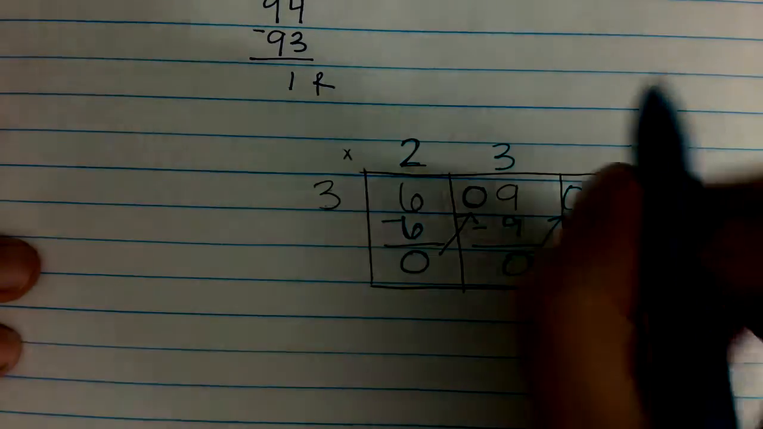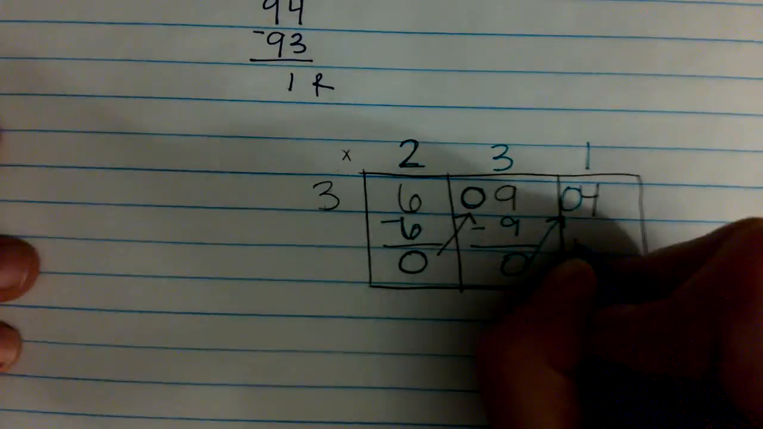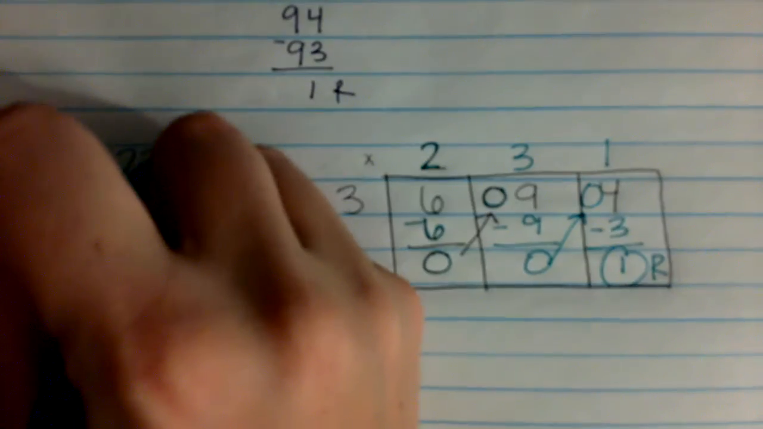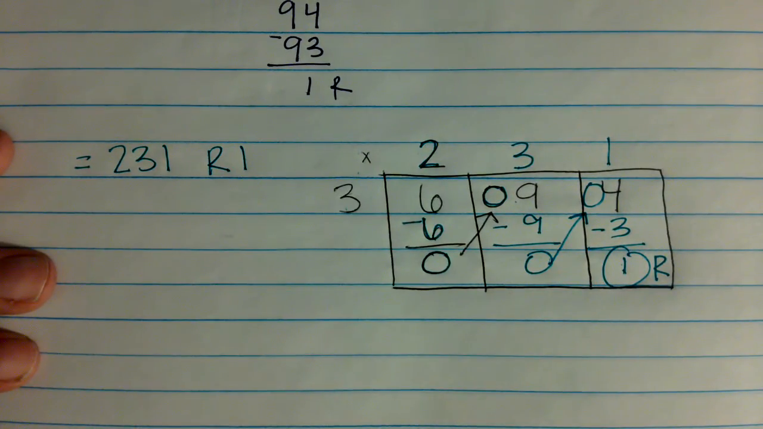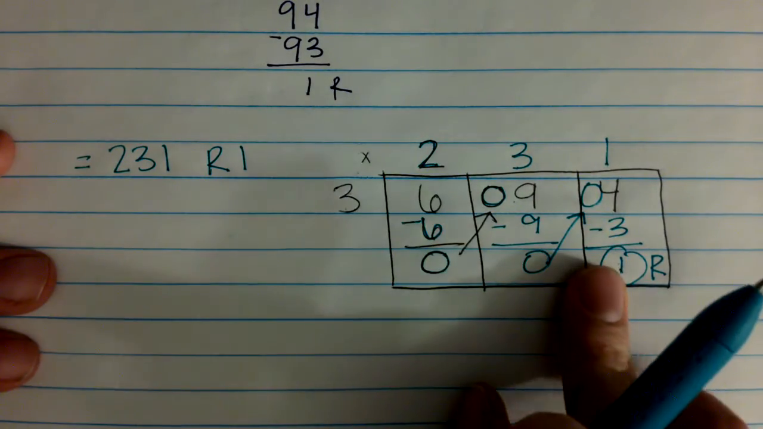3 goes into 4 one time. 1 times 3 is 3. And that leaves me with a remainder of 1. So my answer is this quotient. So my answer is 231 remainder 1. This is the box method.